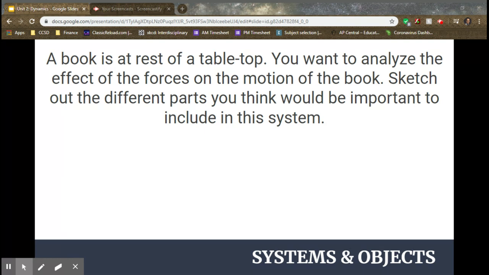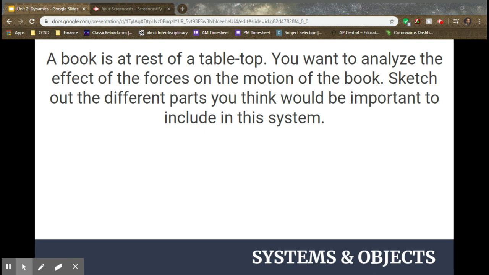So in this situation, you're going to want to treat the book as an object, and you'd also want to include the tabletop as an object. As in the previous example, we don't care about the individual pages of the book. The internal structure doesn't matter. The internal structure of the tabletop doesn't matter. So we treat the tabletop as an object as well. With the book and the tabletop, that's really the main thing that we need.